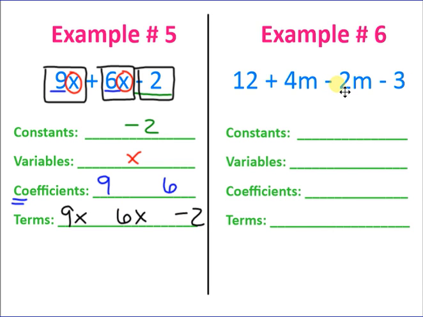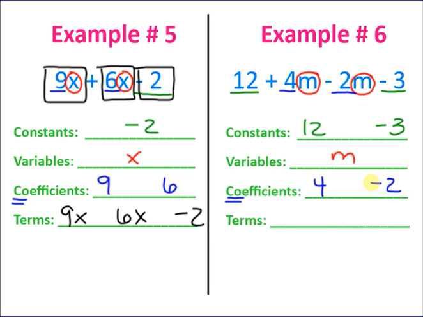All right, next example. What are my constants? My numbers by themselves. I have 12. And what's my last one? Be careful. Negative 3, because there's a minus sign in front of it. What are my variables? I have two of them, but they're the same thing, m. What are my coefficients? Remember, co means together. So I have a 4, and I have a, be careful, -2. And then last but not least, what are my terms?